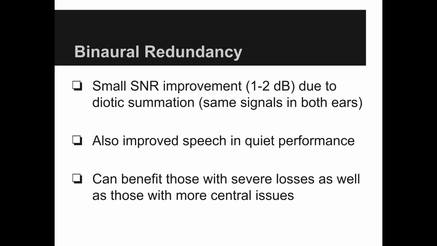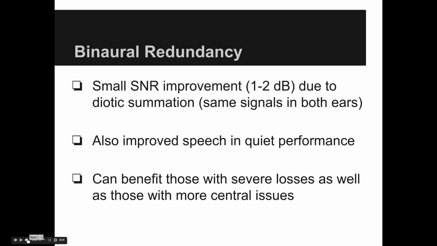And the third section we want to talk about is binaural redundancy. This refers to when we have dyadic signals, or dyadic summation, the same signals occurring on both ears. Having the same signals occur in both ears can actually give us a small SNR improvement of around 1 to 2 dB. This can also improve speech intelligibility in quiet, so not just noise, also in quiet as well. But even those with severe losses, as well as those with more central processing issues, can benefit. So it's a very robust effect that we can see in our hearing aid clients.